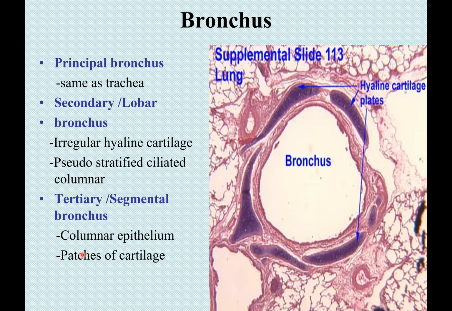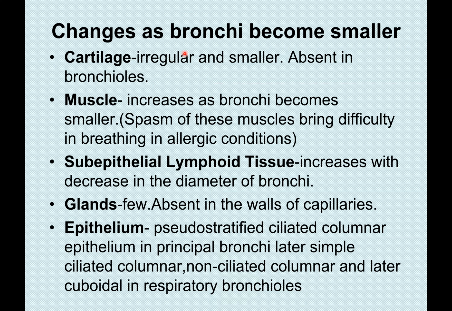So this is all that I've been trying to explain. So changes as bronchi become smaller. Cartilages become irregular and smaller. And then when you reach the bronchiole, you don't have any cartilage at all. The muscle will also increase as the bronchi become smaller. Normally the spasms of these muscles bring difficulty in breathing. So when you are asthmatic, and you begin to secrete more mucus or something gets into the smaller regions of the bronchiole, this is when you begin to have those spasms, which can cause a lot of problems.